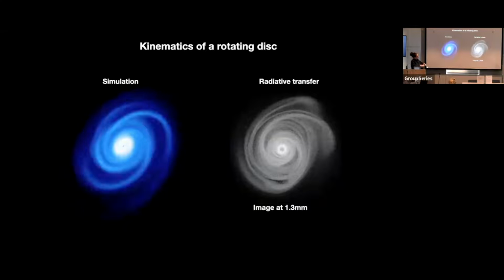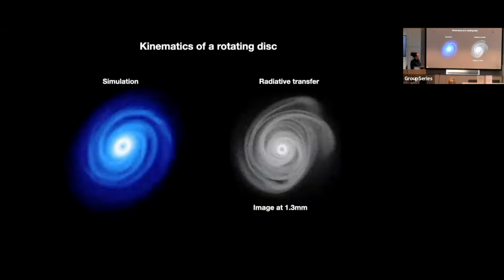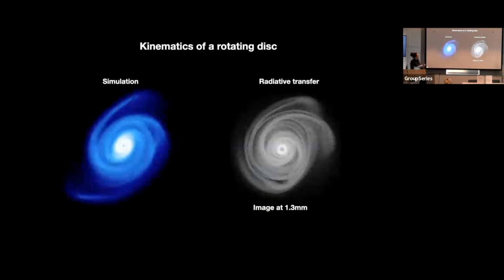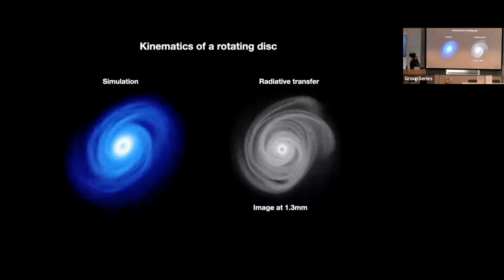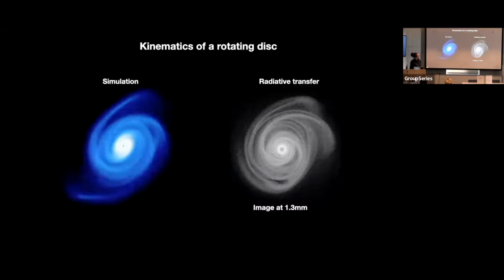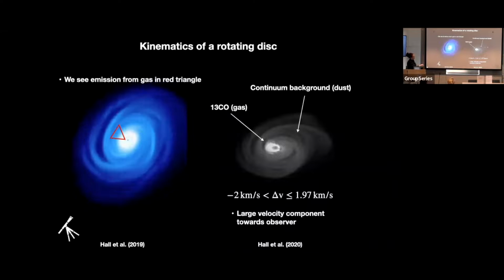So this is basically you just release a bunch of photon packets, let them propagate through the medium. Eventually, they scatter their way outwards and they're incident on some observational plane, and you're able to make your image here. So we can look not only at the continuum, but also at the gas. So this continuum background here, this is the dust.